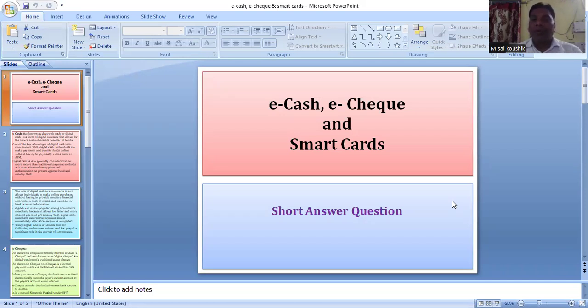This is a very important examination point of view. It is a very short answer question, purely belonging to 5 marks. So you should be fully experienced in what e-cash, e-check and smart cards are.